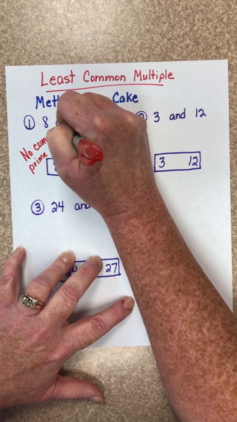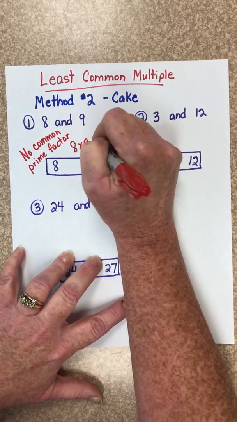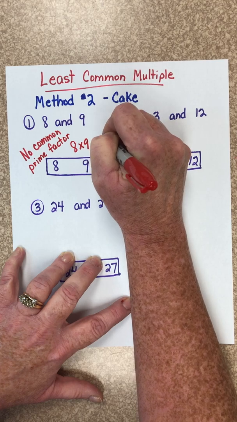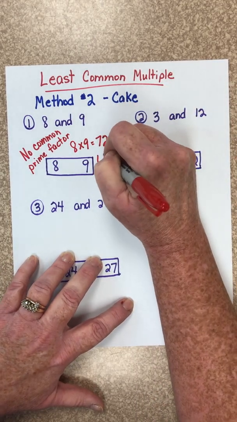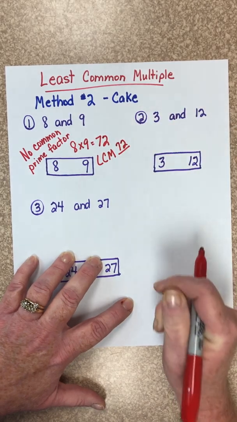So what do we do in this case? We multiply the 2 numbers together. 8 times 9 is 72. So the LCM, the least common multiple, is 72.